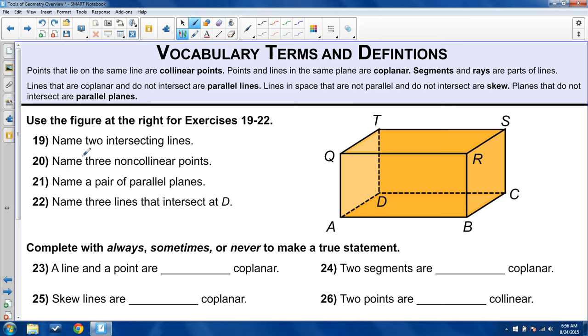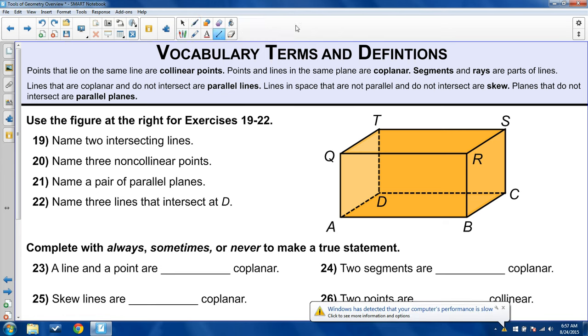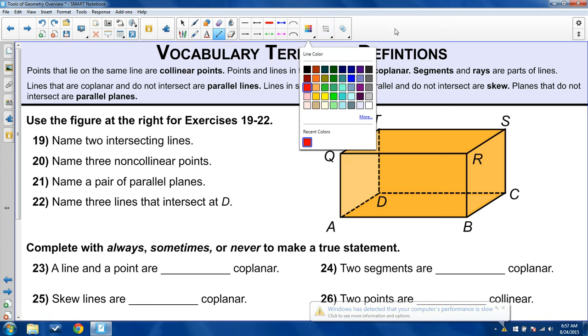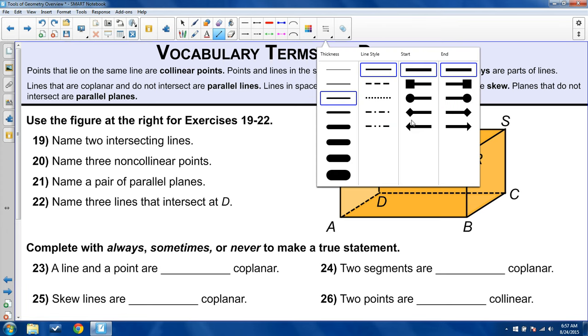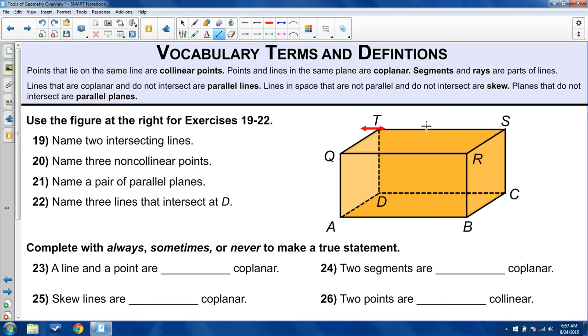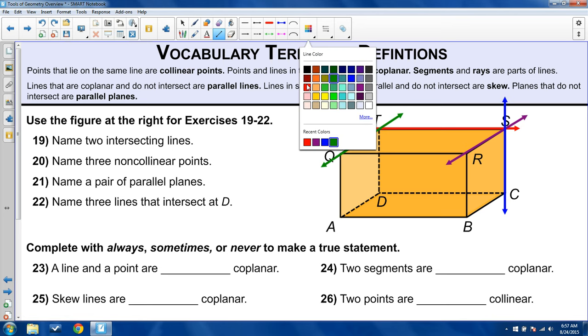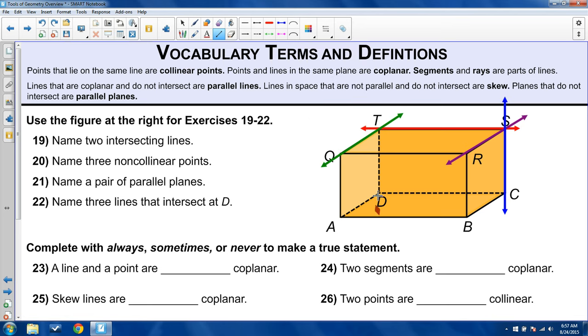Okay, so let's look at numbers 19 through 22 and look at the figure for the right for that. Let's name two intersecting lines. Doesn't matter which two. So all we need to do is take one line. I'll just take this one back here, line TS. And by line, I really should indicate with arrows here that it goes forever. Now, any other line that intersects with TS would be, at least as far as the ones that make up this actual box, SR, SC, QT, TD, ta-da.